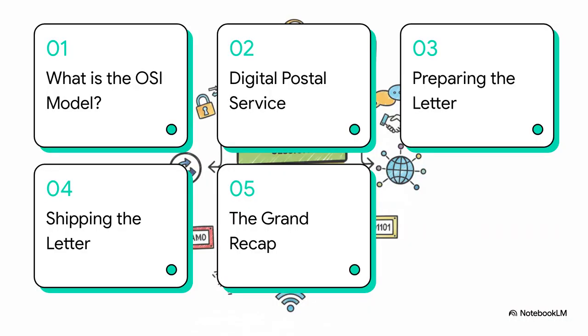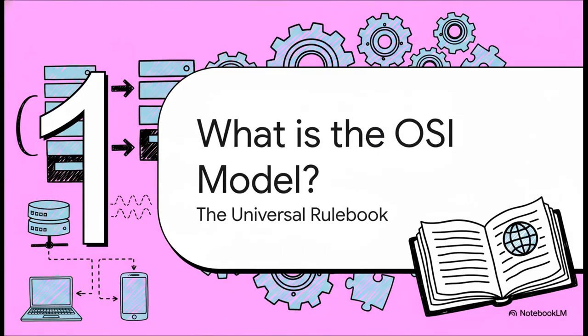So, here's the game plan. First, we'll get a handle on what the OSI model even is. Then, we're going to use a simple analogy, a digital postal service, to follow our data as it gets prepped like a letter and then shipped across the internet. And of course, we'll wrap it all up with a quick recap to make sure it all clicks. Okay, let's get into it.